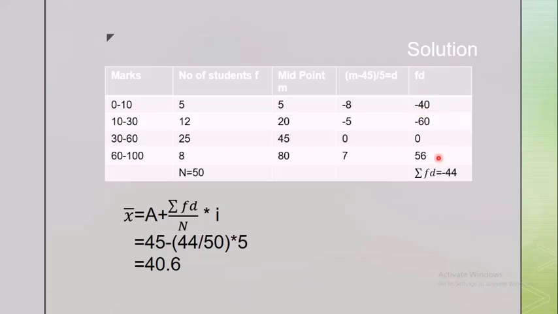After completing the table, I just put it back into my formula. The one thing I'm going to do extra is multiply this by i. Now what is i over here? i is again the interval that I have taken into consideration, that is the class interval, or you can say it as a class width. In this case I have taken it as 5, so I multiplied it by 5, and then I got the answer as 40.6.